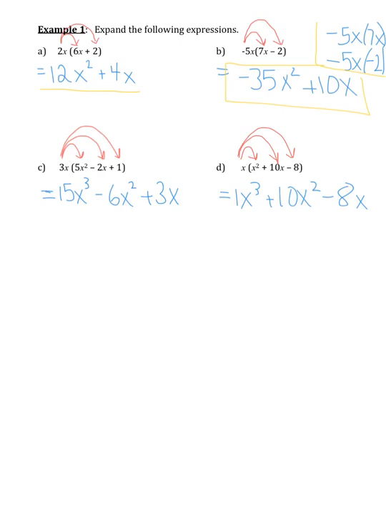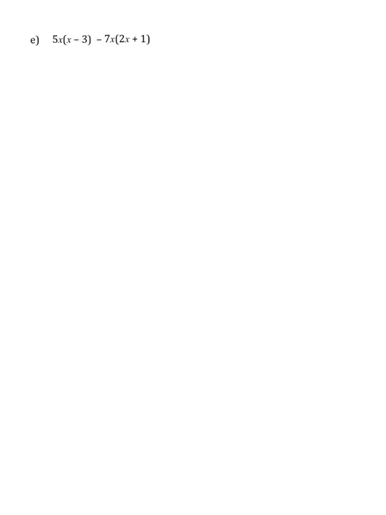Let's try one that's just a little bit harder, and let's see if you can figure out why this one is a little bit harder. Okay, so just like we did before, we've seen ones with 2 brackets before, right? We know to put our arrows in. We have the 5x times the x. We have the 5x times the negative 3. Let's read this properly. We have a negative 7x times 2x and a negative 7x times 1. Okay, so no different than what we were doing yesterday. We've just now added an x in front.